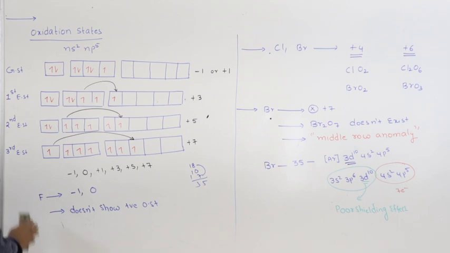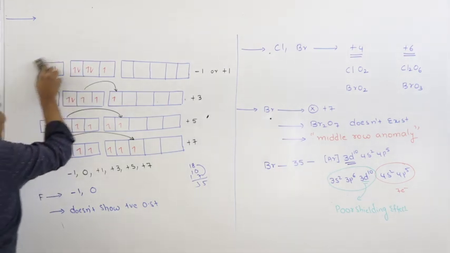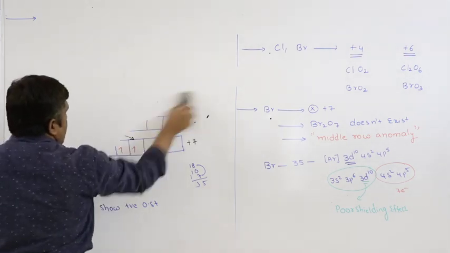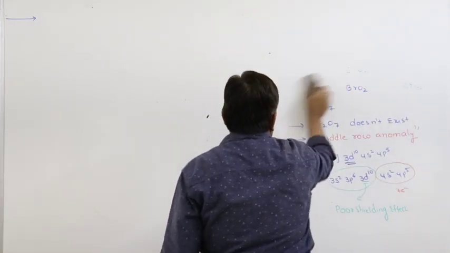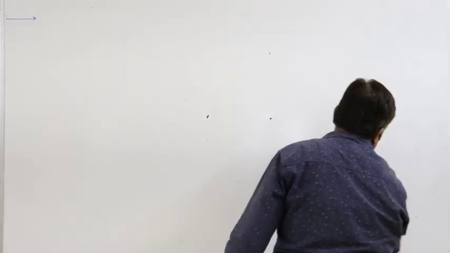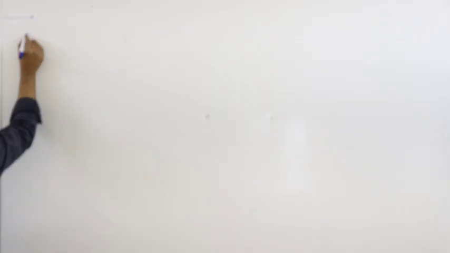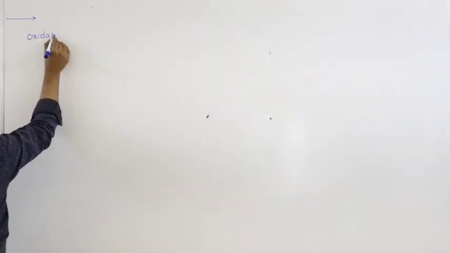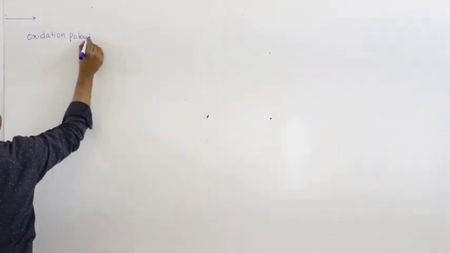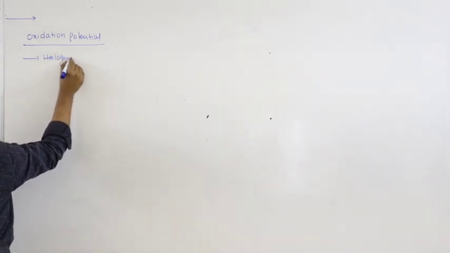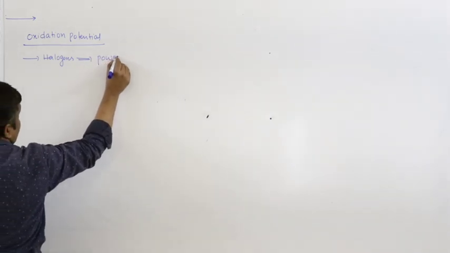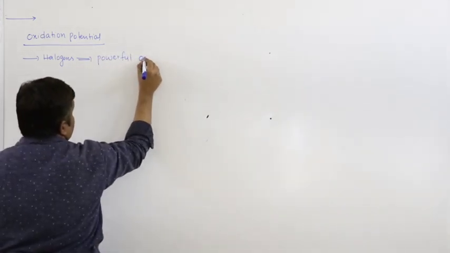So this is about oxidation states. The next one is oxidation potential. Halogens are powerful oxidizing agents.